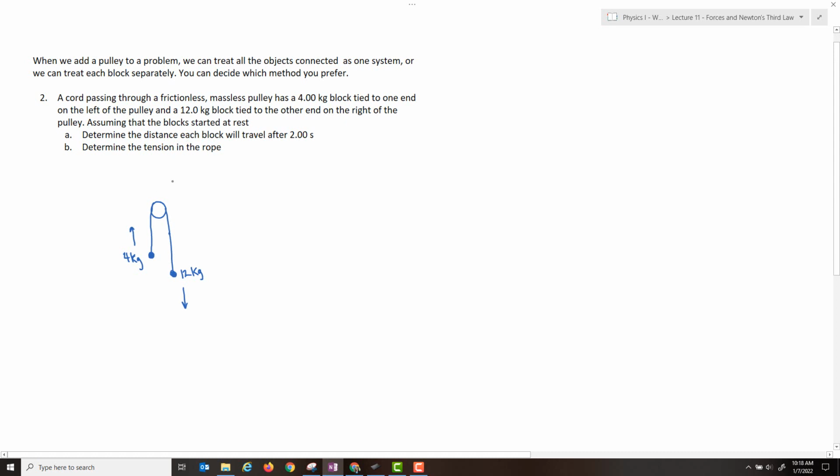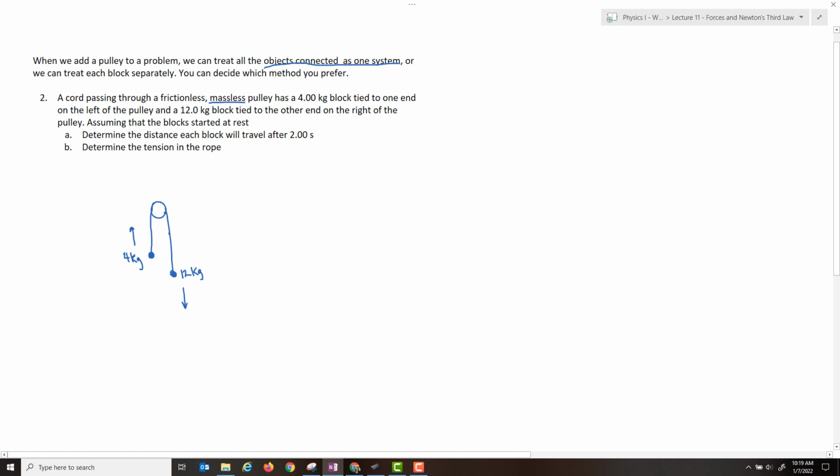Okay, so what we're going to do is draw a free body diagram of the system, but I like treating all the objects connected as one system. Okay, and you can do this until later on in the course when they start to tell you that the pulley itself has a mass. Okay, in this case the pulley is massless. We're assuming that it has no mass.